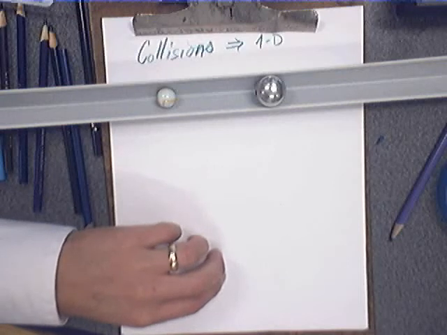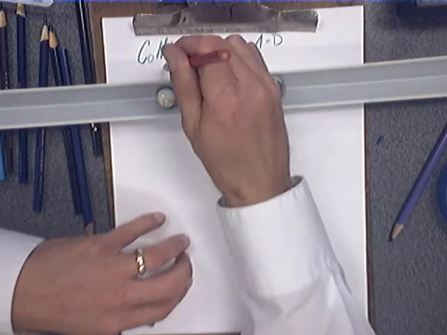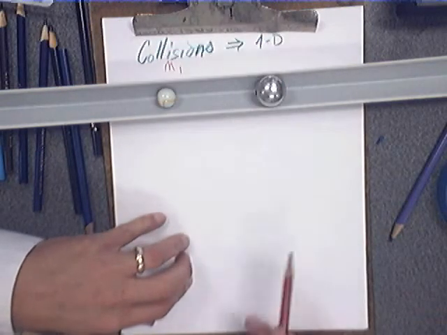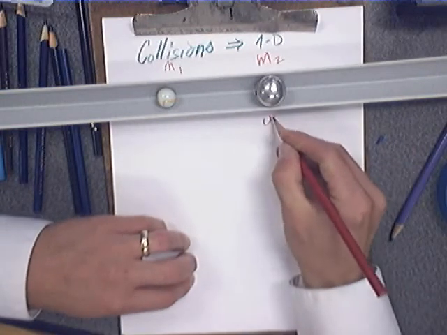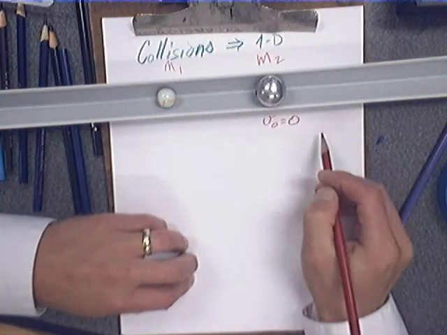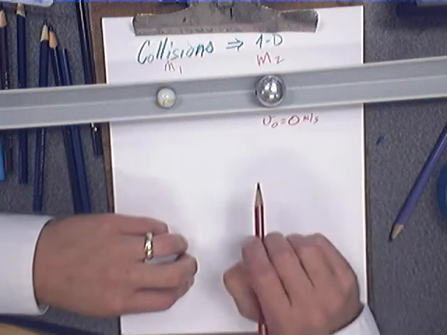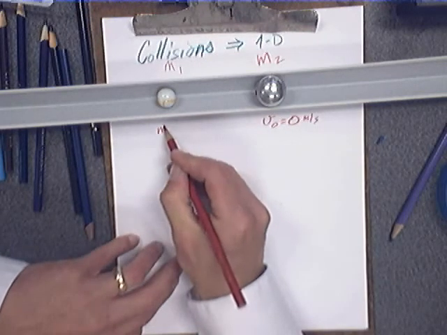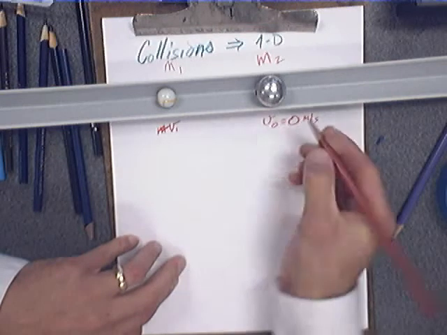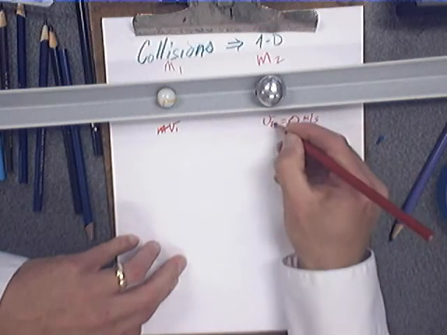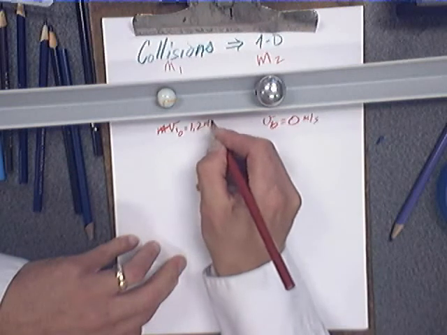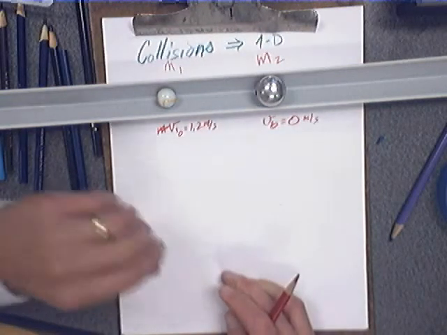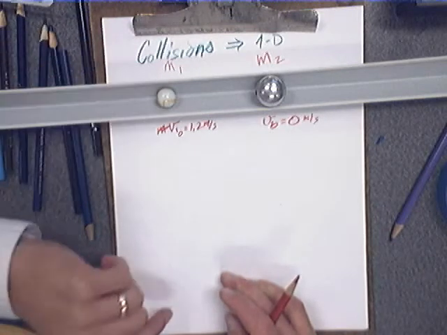One of the places where conservation of momentum is really handy is in collisions. So here we have mass 1 and mass 2, and we're going to run them into each other. Mass 2 is going to have an initial velocity of 0, so it's going to be at rest. Mass 1 is going to have an initial velocity of 1.2 meters per second, moving in that direction.